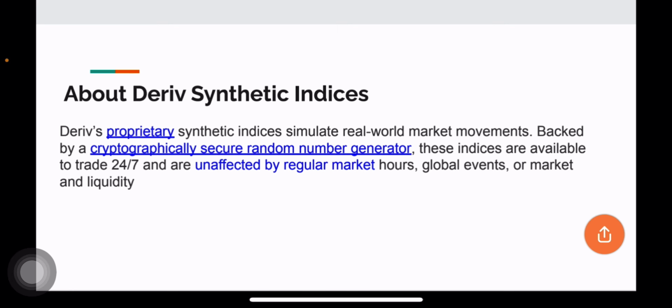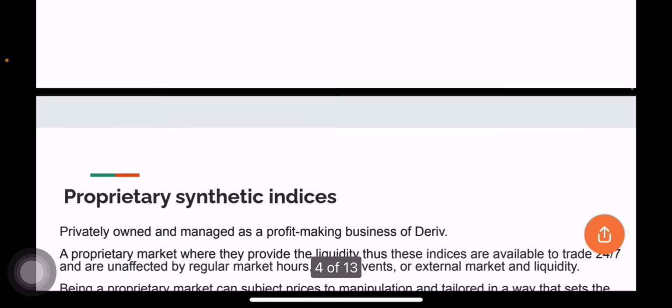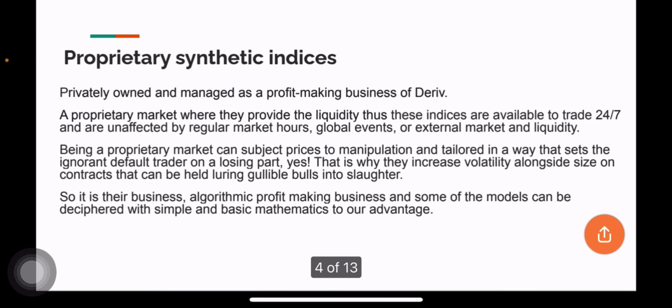About Deriv synthetic indices, this section is directly copied and pasted from their official website, and it says Deriv proprietary synthetic indices simulate real-world market movements backed by a cryptographically secure random number generator. These indices are available to trade 24/7 and are unaffected by regular market hours, global events, or market and liquidity. Now let us dive deep and start to analyze this content to actually see how these synthetic indices are built and made.